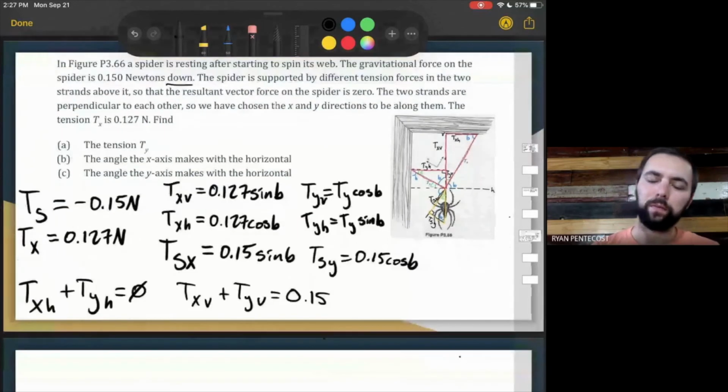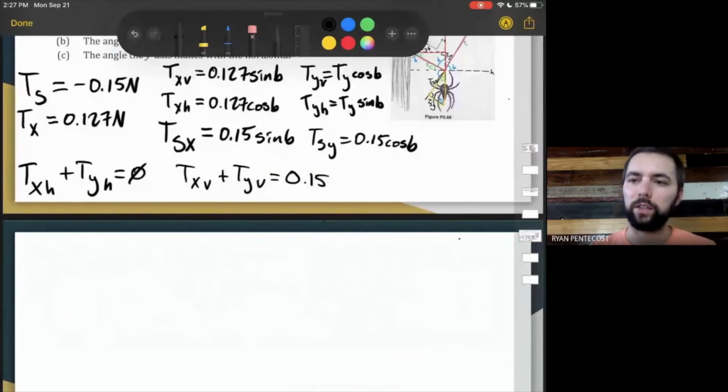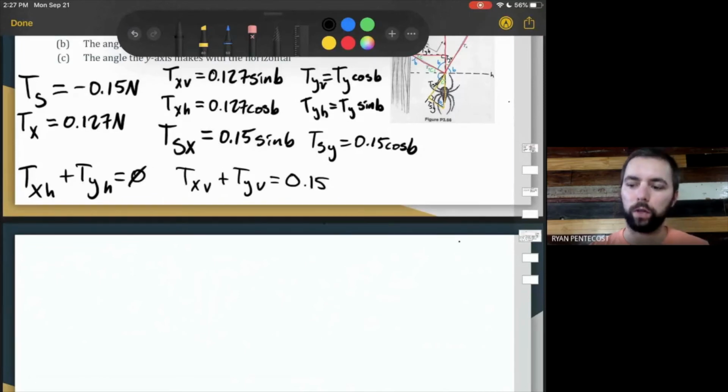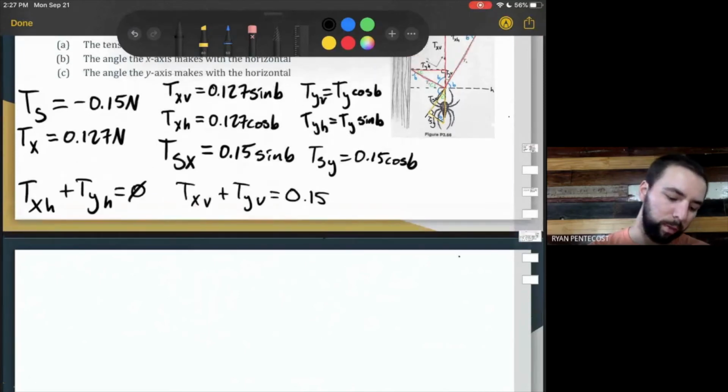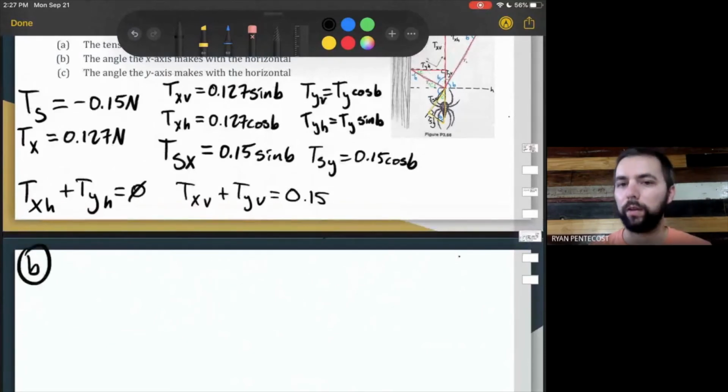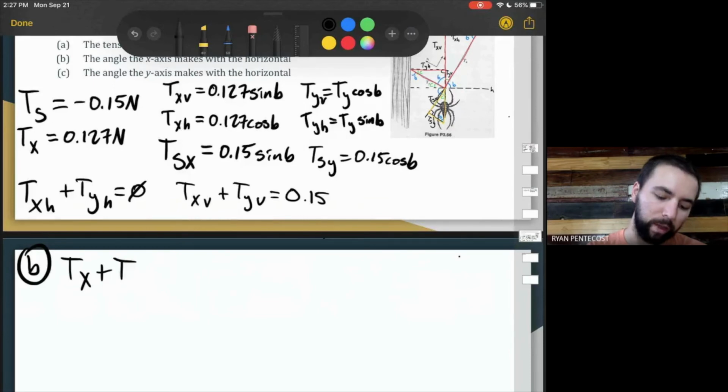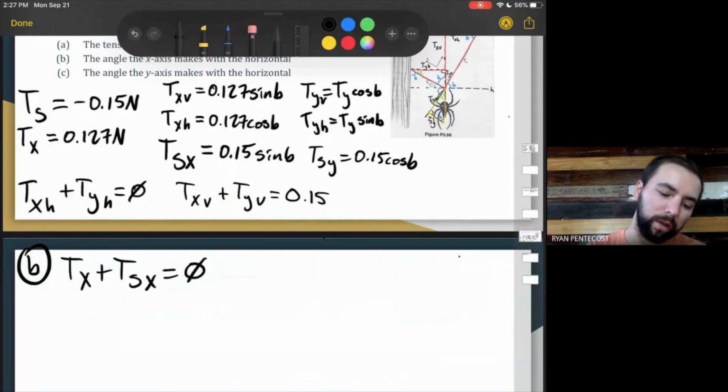Now, first, it's really hard to find the sides of a triangle without any angles. So we will solve part B first. Find the angle the x-axis makes with the horizontal. So first, we'll find part B. Once we have an angle, then we can find the other side of the triangle, which is the tension of Y. So let's use our givens. We have Tx and Ts. So if we say Tx plus Ts in the x, that must equal 0, right? And we have Ts in terms of B right there. So we can use that.